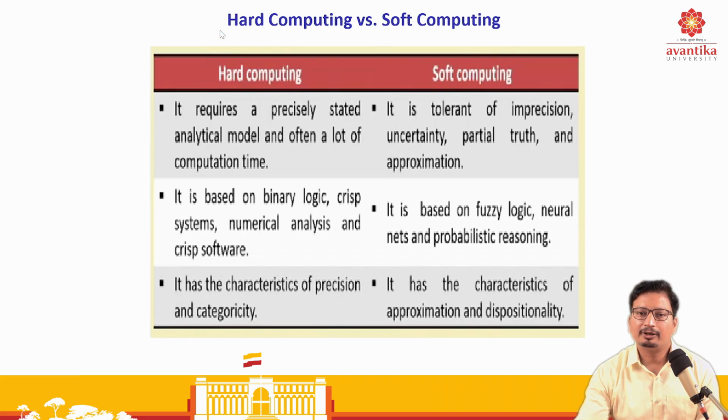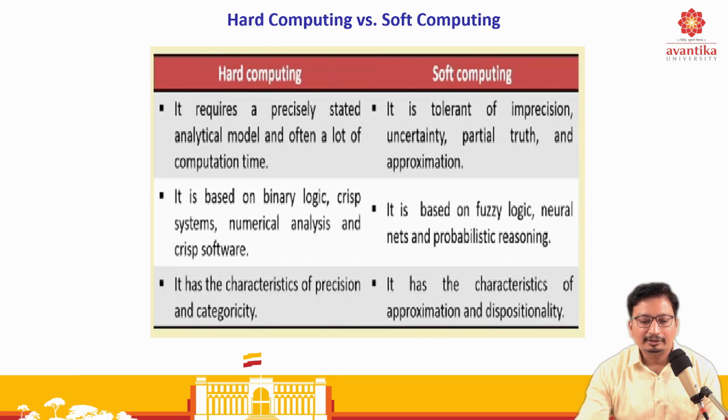Now we have seen a lot about soft computing, and finally we come to the difference, or the comparison, between the hard computing and the soft computing approaches. Hard computing requires a precisely stated analytical model and often a lot of computation time. In contrast, soft computing is tolerant of imprecision, uncertainty, partial truth, and approximation.